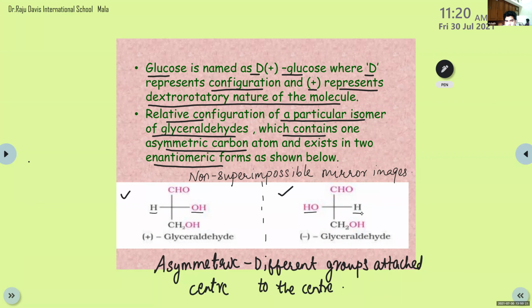Any doubt? Yes, ma'am. Enantiomeric form means? Non-superimposable mirror images. That's it. Enantiomeric forms means non-superimposable mirror images.